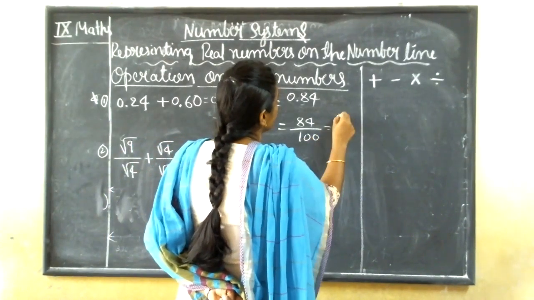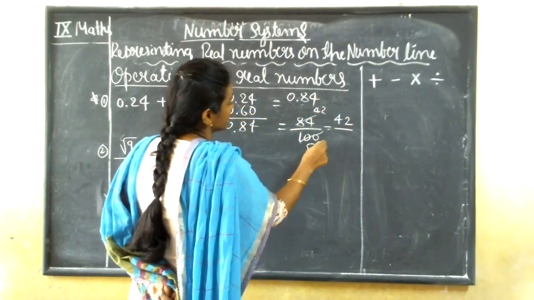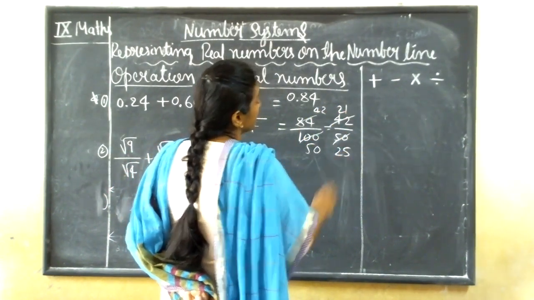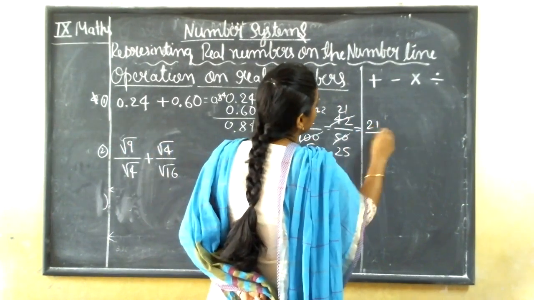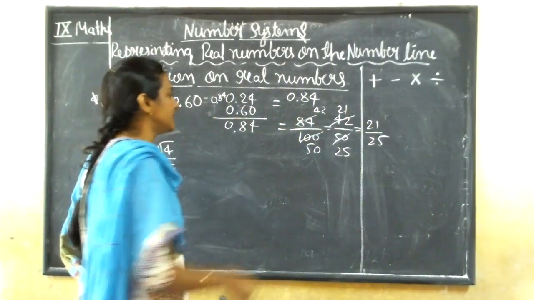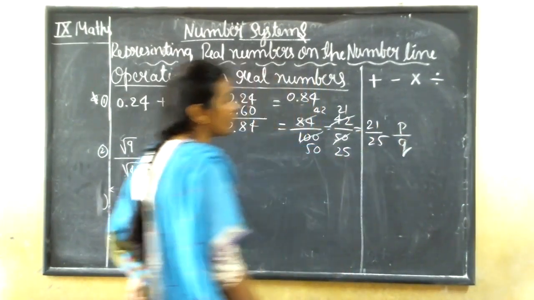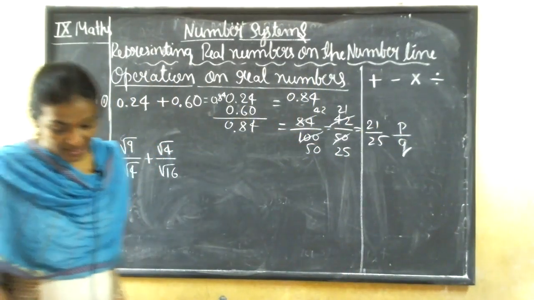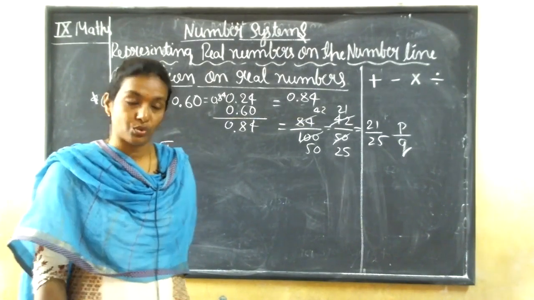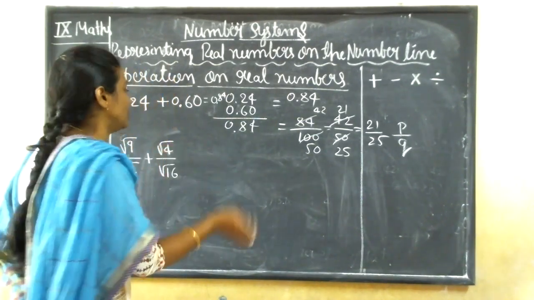Dividing by 4: 84 by 4 is 21 and 100 by 4 is 25. So 21 by 25, right? So here now it is in the form of P by Q. It means when you add two rational numbers, we will get a rational number only.